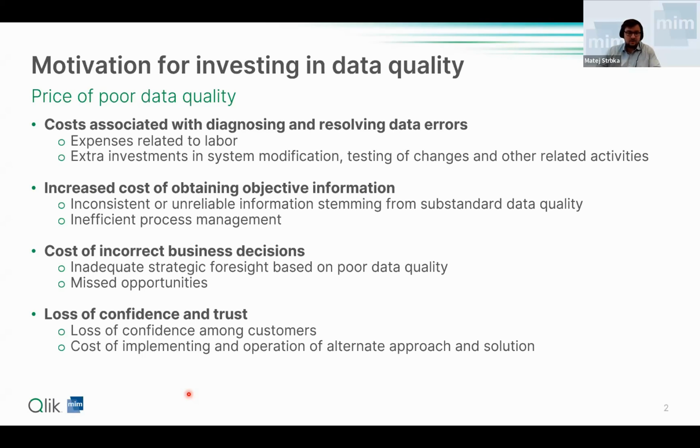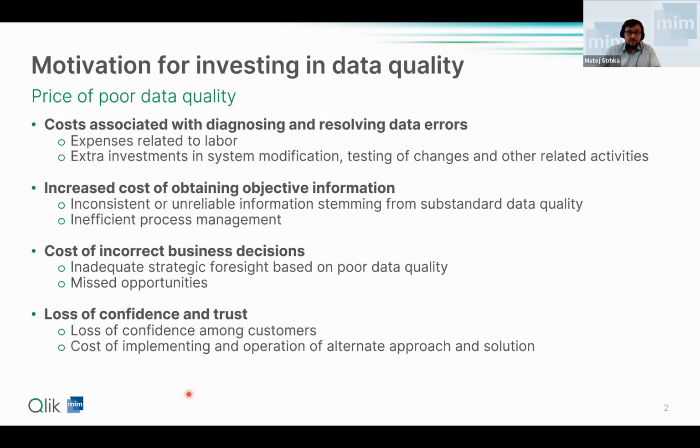Third main reason, or third main pillar, of motivation for investing in data quality is the cost of incorrect business decisions. In companies or organizations, we usually make strategic decisions or strategic foresight based on data we already have or were researched somehow. If this data is of substandard quality, or the data quality is poor, our strategic foresight and the business decision will be affected by the poor data quality.